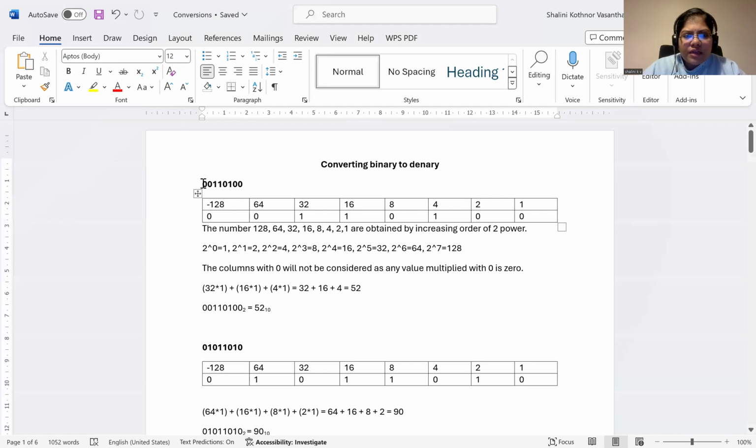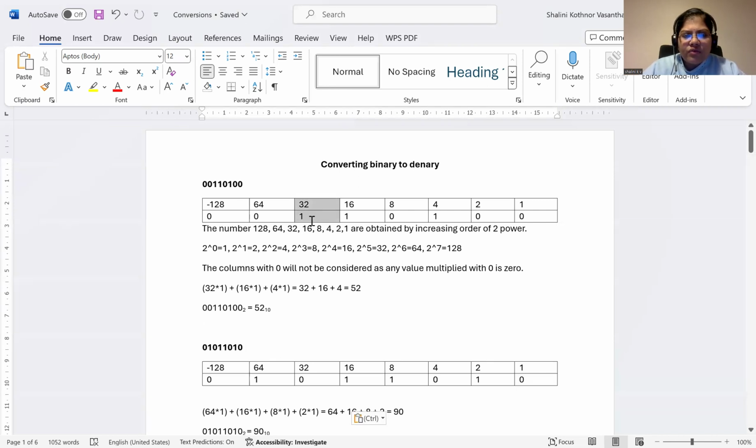Okay, so starting from the right hand side, you have to place the corresponding values. So we have 00110100 according to the given question in the same order. Now we are going to consider only the columns which have 1, not the ones which have 0, because anything multiplied with 0 will be equal to 0. So we are going to take only the columns which have the value 1.